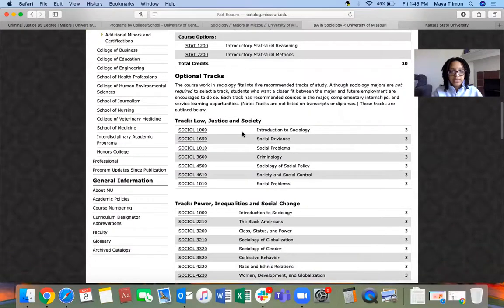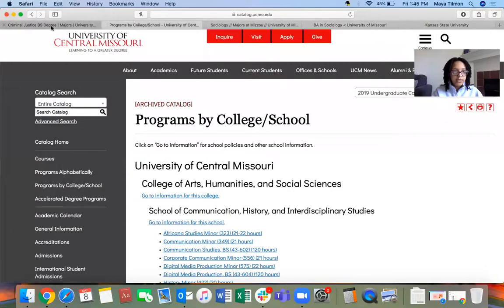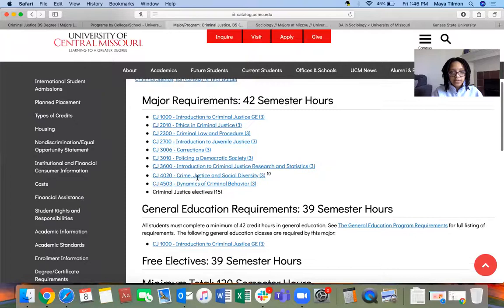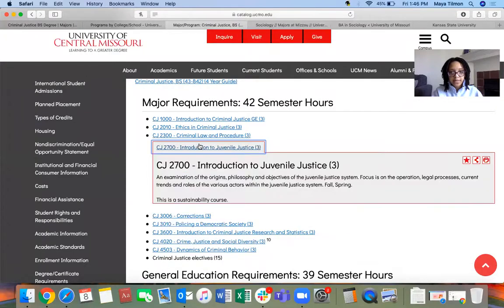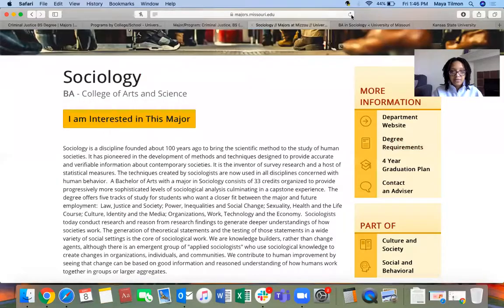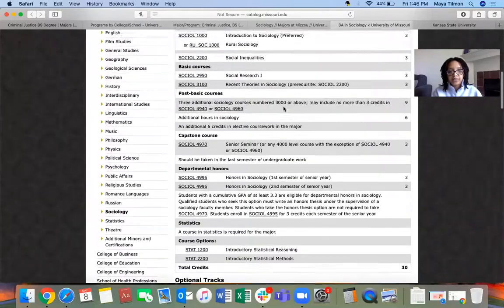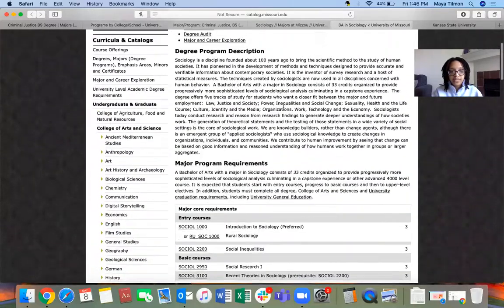Another cool thing about these course catalog websites is that you can click on, so let's go back to the criminal justice one. You can click on these descriptions and it's going to tell you what the class is about. So the introduction to juvenile justice is an examination of the origins, philosophy, and objectives of the juvenile justice system. Boom. So same thing for all of these. So if you clicked on this, it tells you it's the sociology of law, constitutional, psychological, sociological theories of criminal behavior, process of criminal justice, treatment of corrections, control of crime. Boom. So I think that's really helpful too, because then that'll give you an idea of what those classes are going to be about before you take them.